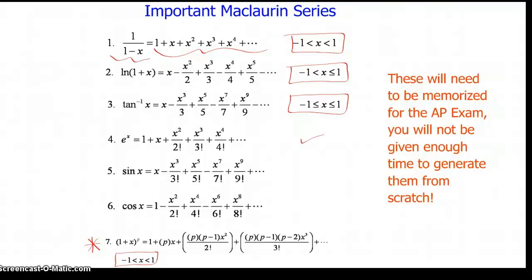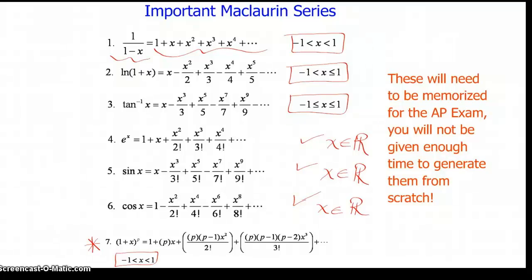Notice there isn't anything written beside those 3 functions. The reason there's no interval written there is because those series act like those functions for all real values of x. That makes them really powerful series, so they show up a lot. So these will need to be memorized for the AP exam. You will not be given enough time to generate them from scratch.